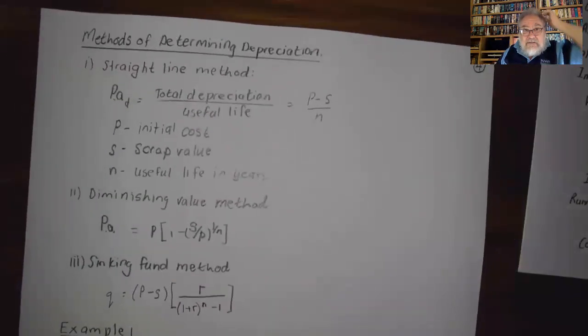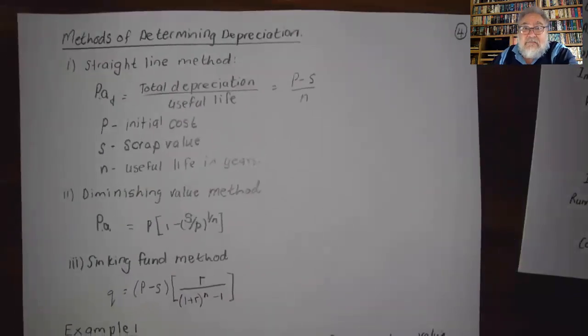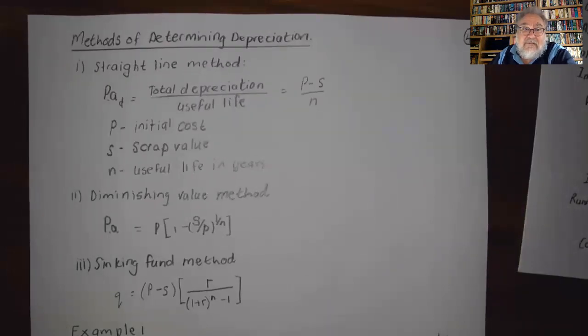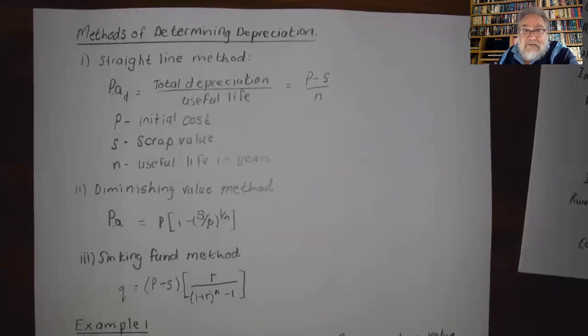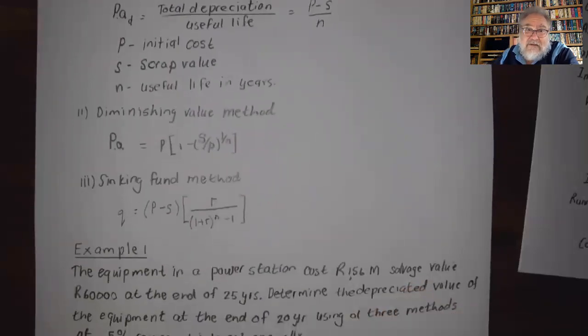Now let's look at some methods of determining the depreciation. The straight line method is the total depreciation divided by the useful life, which is P minus S divided by N. P is your initial cost, S is the scrap value, N is the useful life in years.